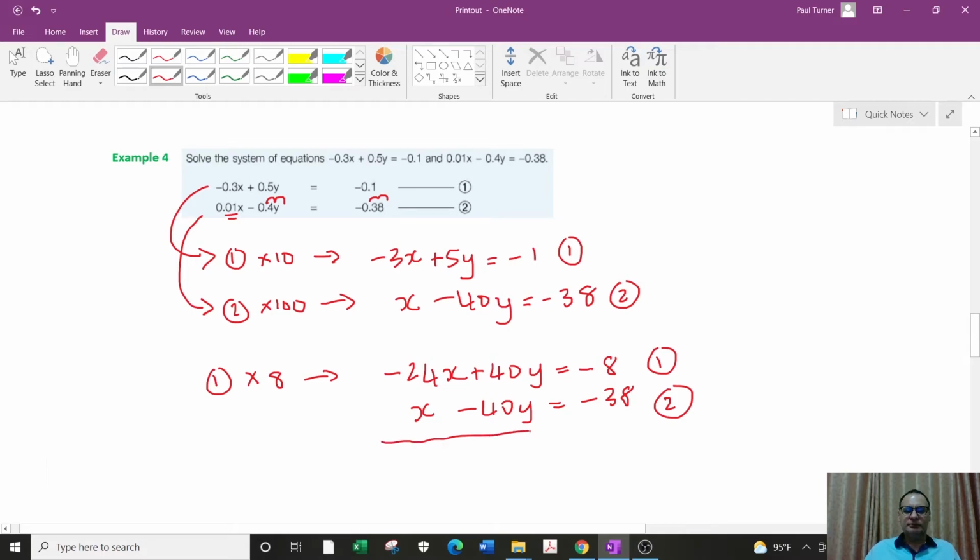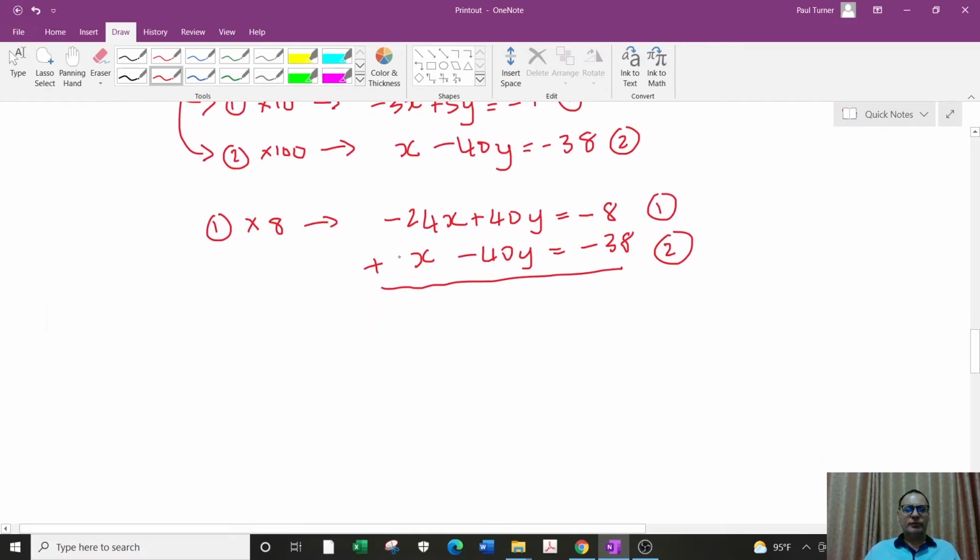So now we have 40, negative 40. So if we add them, we'll add these two equations. So minus 24x plus x, minus 23x, 40 plus negative 40 will cancel, give 0. But then you've got minus 8 plus negative 38, so that's minus 46. So x then will be minus 46 on minus 23, so x then will be 2.